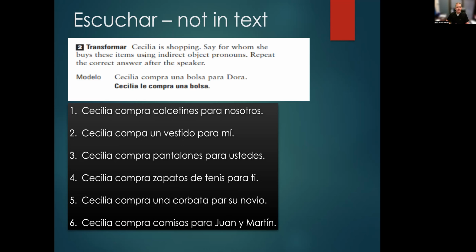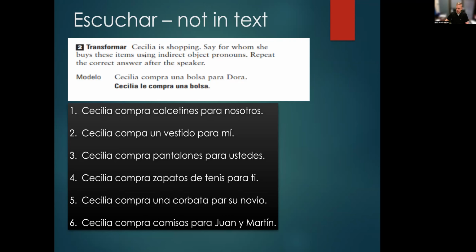2. Transformar. Cecilia is shopping. Say for whom she buys these items using indirect object pronouns. Repeat the correct answer after the speaker. Modelo. Cecilia compra una bolsa para Dora. Cecilia le compra una bolsa.